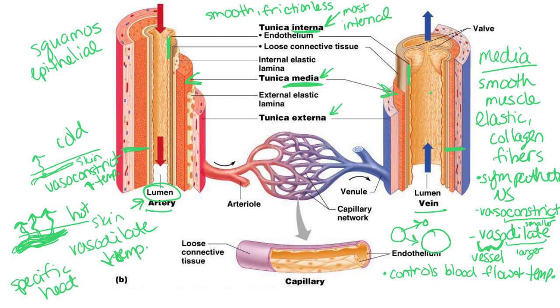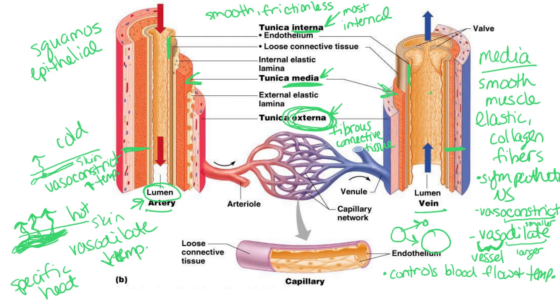So the last layer is this outermost layer, this tunica externa. It's our outermost layer, and it's going to be made of that tougher, fibrous connective tissue. Basically, we're going to wrap these vessels up nice and tight so they don't burst. So arteries and veins, this is kind of our basic structure of both of these: tunica interna, tunica media, tunica externa.